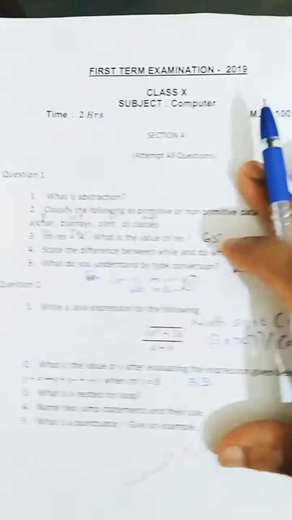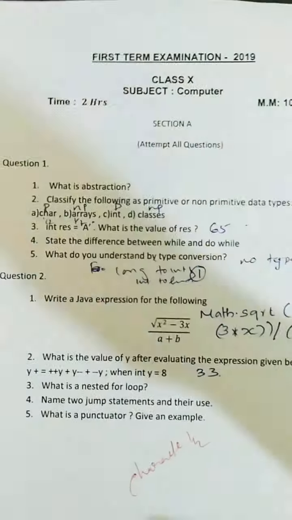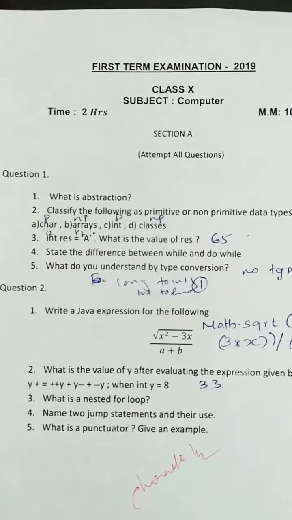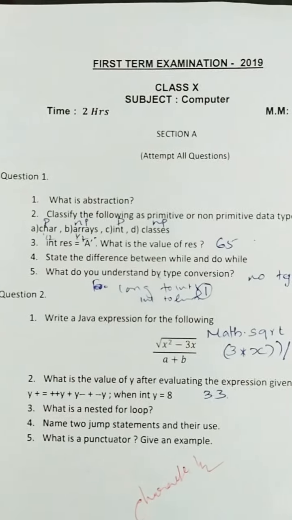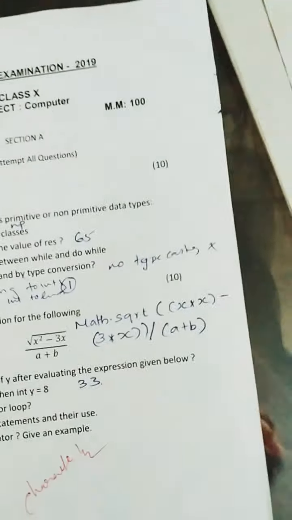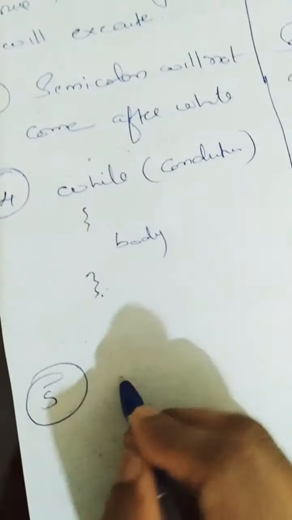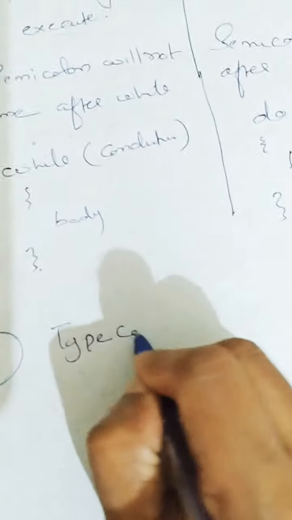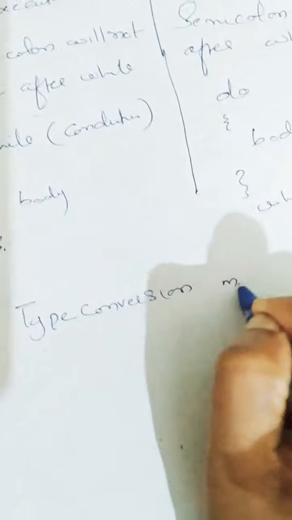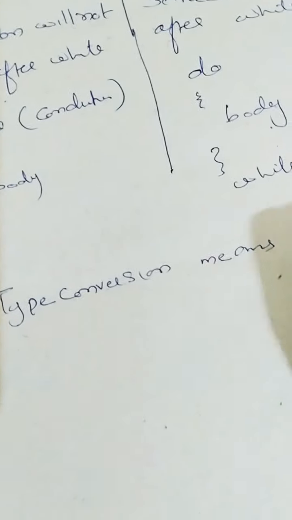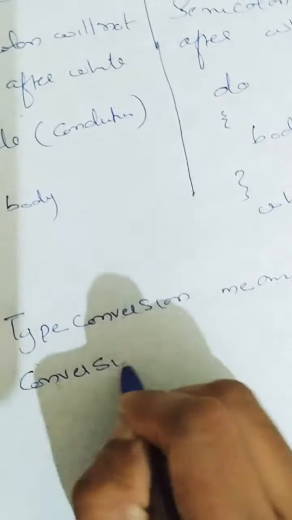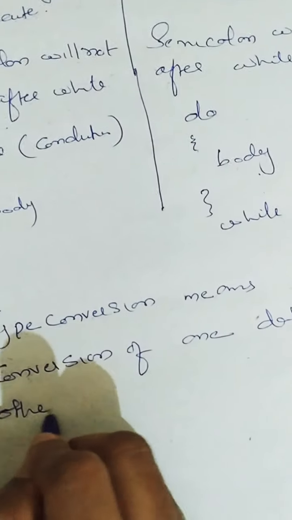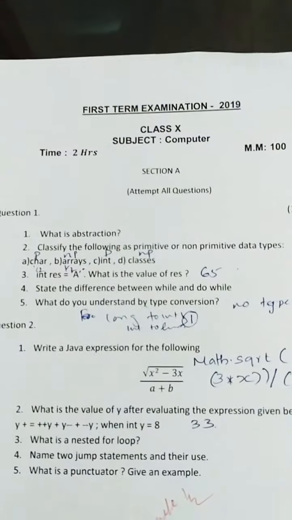Okay. Next question, the fifth question: what do you understand by type conversion? Listen properly, they are asking what you understand by type conversion. Type conversion means conversion of one data type into another. Conversion of one data type into another is known as type conversion. So you just have to write that only. Okay.